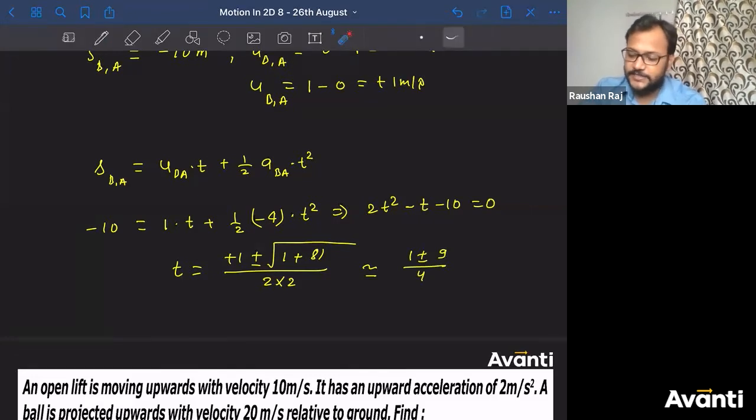If I take minus sign, time will become negative. That is not acceptable here. So the correct answer will be approximately 10 divided by 4. That means approximately 2.5 seconds.